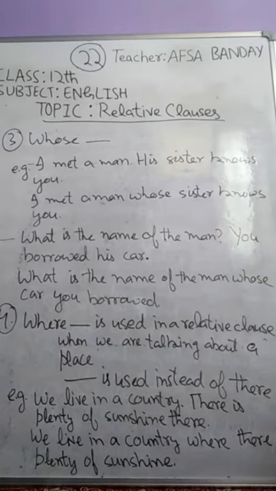And then comes the next relative pronoun, where. Where is used in a relative clause when we are talking about a place, and it's used instead of there. For example, we say we live in a country, there is plenty of sunshine there. So when we introduce a relative clause here, we will write the sentence like this: we live in a country where there is plenty of sunshine.